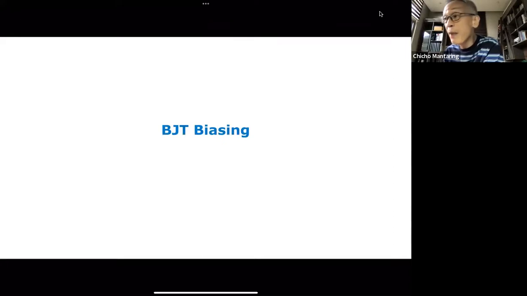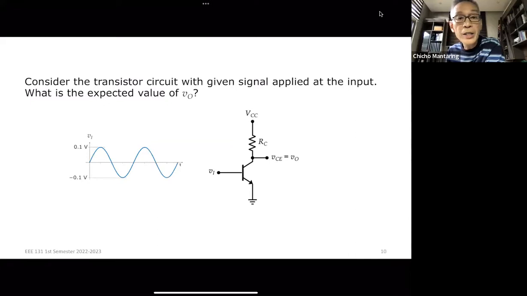Okay, let's go to BJT biasing. Consider this transistor circuit. What will happen if I apply this voltage signal to the base of this transistor circuit? Can somebody tell me what you expect to happen at V_O, taking into consideration the amplitude of the input signal? Can somebody tell me what you expect will be the output at V_O? Anyone?